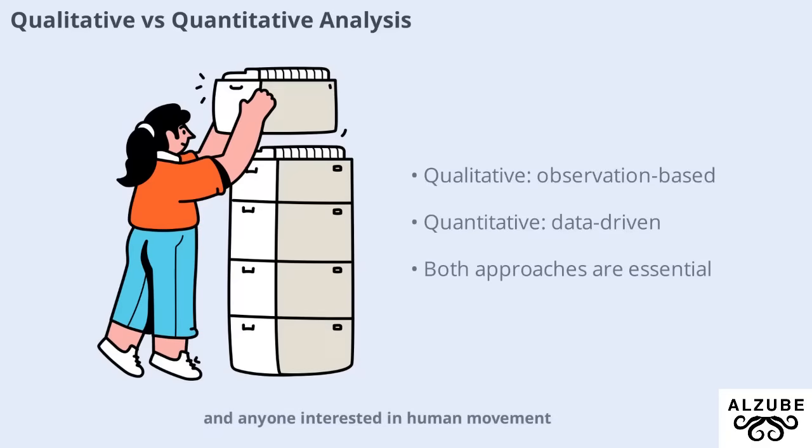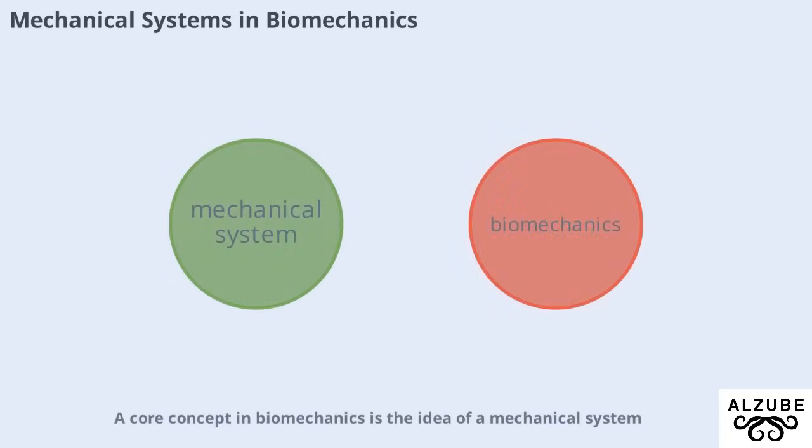A core concept in biomechanics is the idea of a mechanical system. This refers to a body or part of a body that is deliberately chosen for analysis. For example, when studying a cyclist, the mechanical system could be just the legs, the trunk, or even the entire cycle and rider together. By defining the system, biomechanists can focus their analysis and gather relevant data. This targeted approach allows for precise evaluation of movement, force, and efficiency.